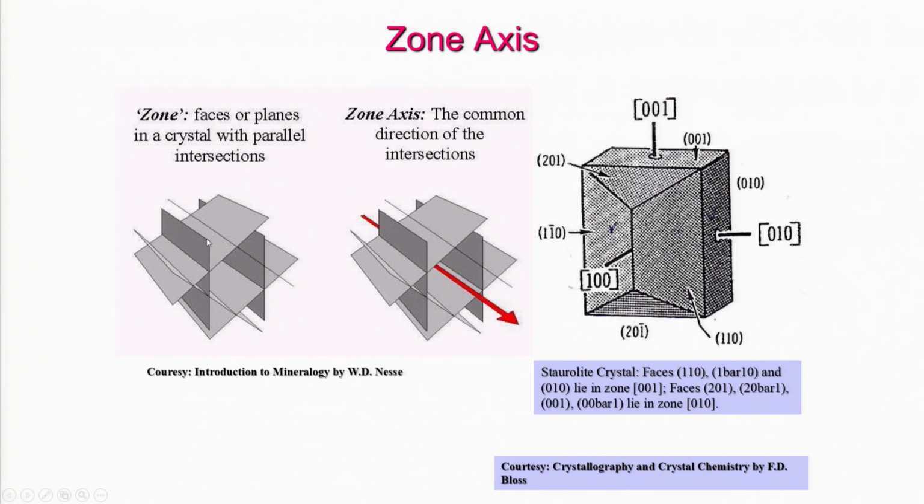So, you see there is this plane and this plane here or this plane here, their intersection is this line. So, this intersection is all parallel to each other. So, all these 3 planes are parallel to this direction here. This common direction of intersection is given the name called zone axis here.